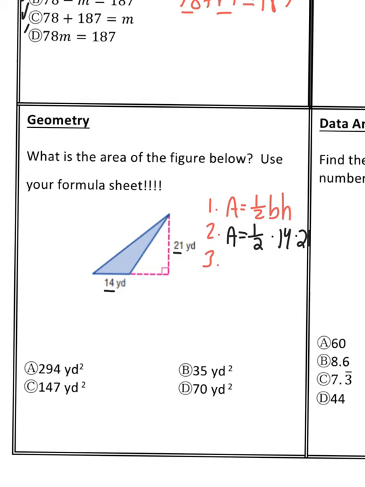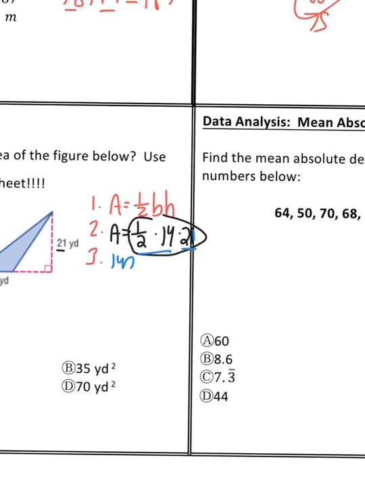Okay, last, I just have to solve. I'll show you how you do some mental math. Half of 14 is 7. 7 times 21 is 147, so you should have C, 147 square yards.